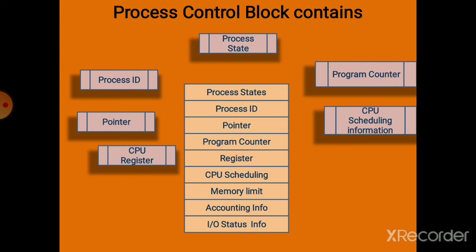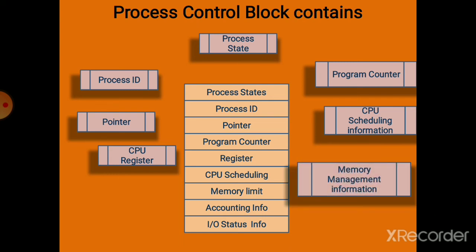The next is CPU scheduling information. This CPU scheduling information decides the process priority, and that will be stored in CPU scheduling. As far as the operating system is concerned, scheduling is the most important concept, so here I'll explain briefly. Scheduling determines which process is to be executed first, or the order in which the processes are to be executed. For that, some algorithms are used, which we'll discuss in a later chapter.